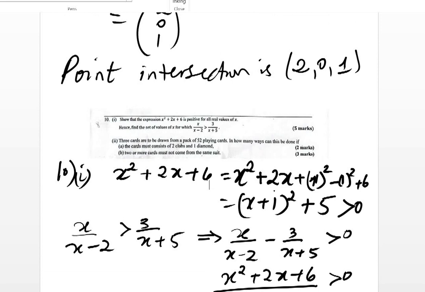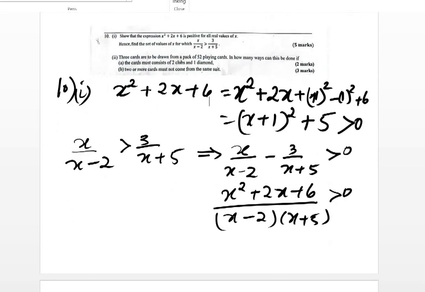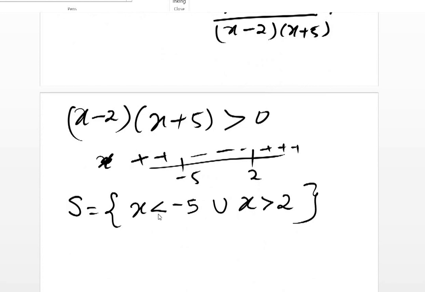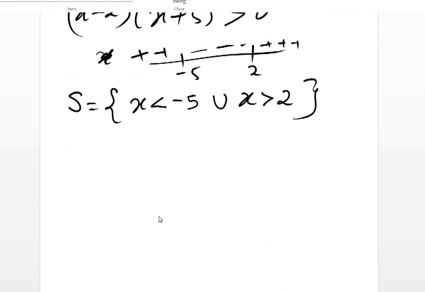The Roman 2. 3 cards are to be drawn from a pack of 52 playing cards. In how many ways can this be done? If A, the cards must consist of 2 clubs and 1 diamond. Okay, the cards must consist of 2 clubs and 1 diamond.